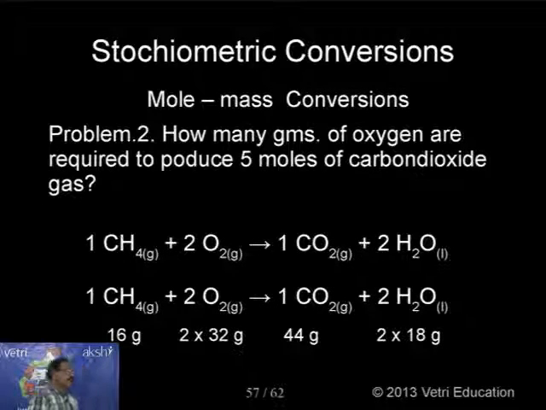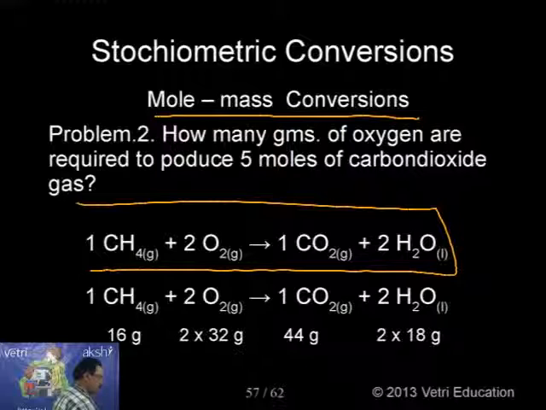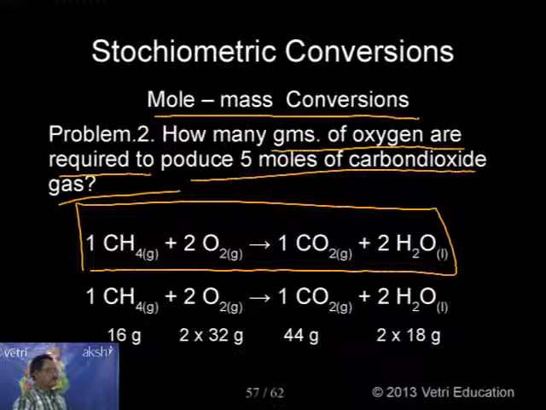In this case, another problem is mole-mass conversion, which I will show using stoichiometry. As usual, for simplicity, I have taken the same original equation: 1 mole of methane plus 2 moles of oxygen produce 1 mole of carbon dioxide plus 2 moles of water. This is the same balanced stoichiometric equation. Now what you need: how many grams of oxygen are required to produce 5 moles? That means conversion from mole to mass.